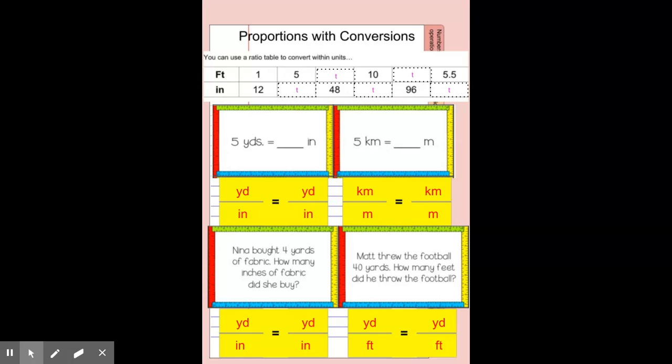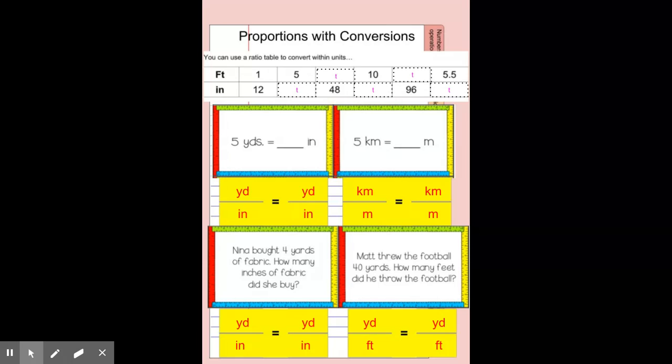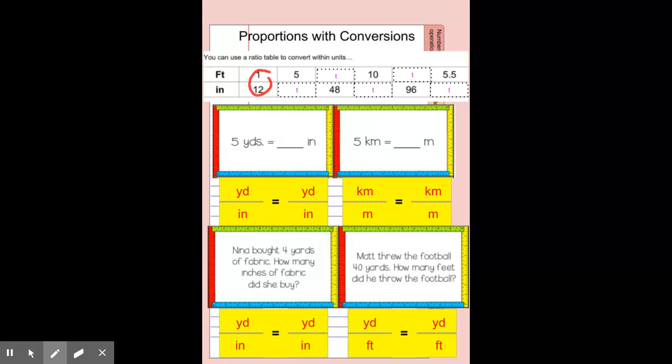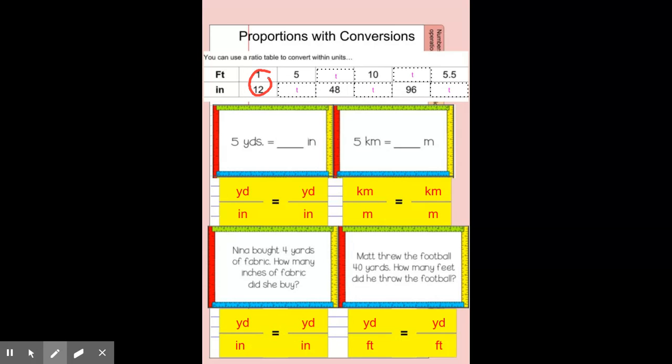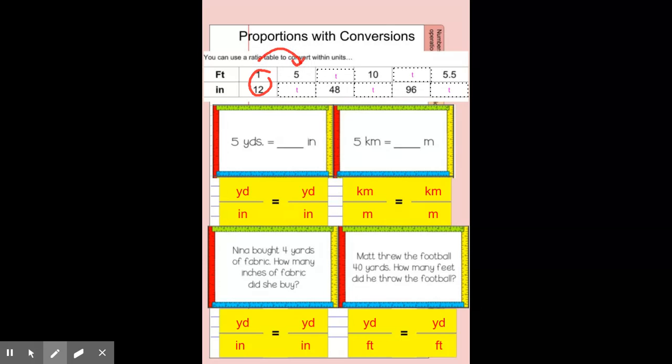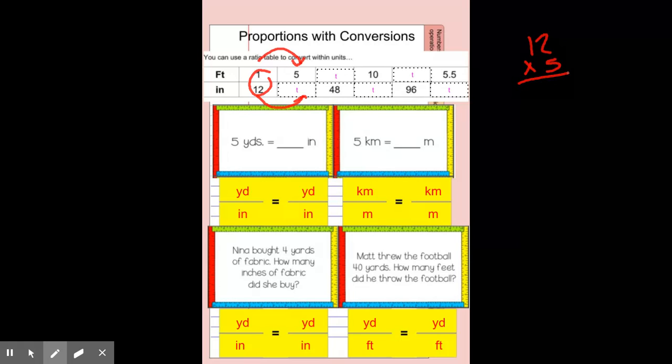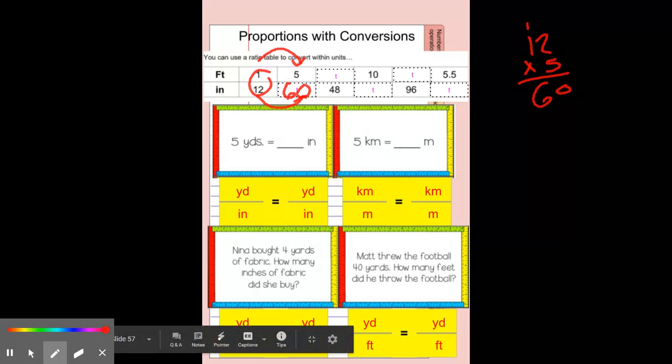Okay, so the first question, it says, you can use a ratio table to convert within units. So if you see on the top of this table, it says feet, and on the bottom it is inches. At the very beginning here, it tells us that 1 foot is 12 inches, which most of us know. Now we're going to use that information to figure out how much 5 feet is. So 1 times 5 is 5, so we're going to do 12 times 5. 5 times 2 is 10. 5 times 1 is 5, plus 1 is 6. So it is 60. In that box, you're going to type 60.